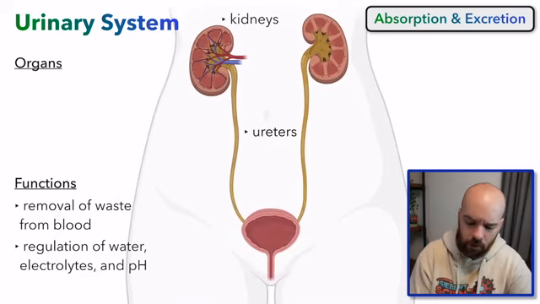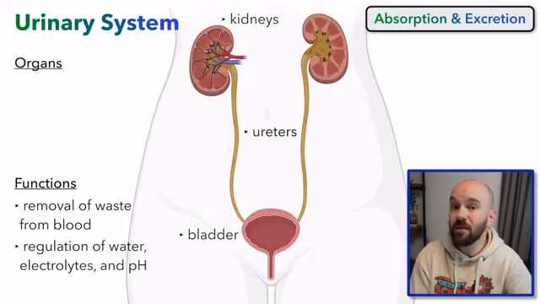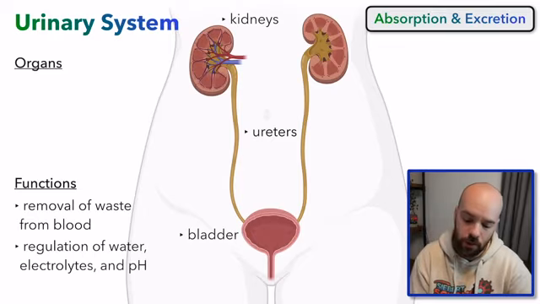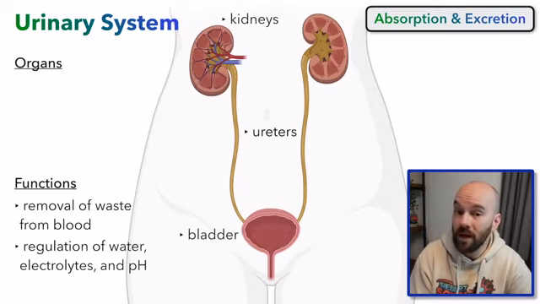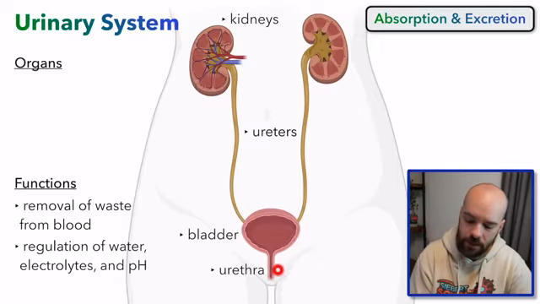All right, we're going to zoom out a little bit. That urine that's going to travel through the ureters, that's going to go into the bladder. The bladder is just a storage tank for our urine. So that'll start to fill up with urine. And when we're ready to urinate, we're going to release a couple sphincters on the urethra right here. The urethra is just the tube that connects the bladder to the outside.